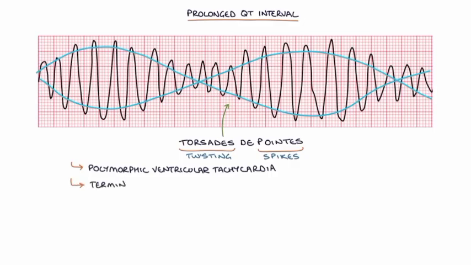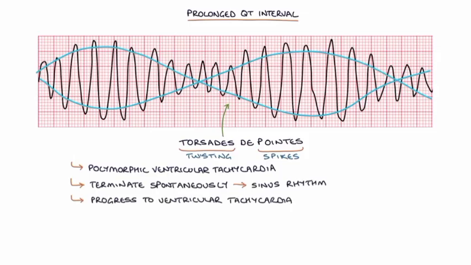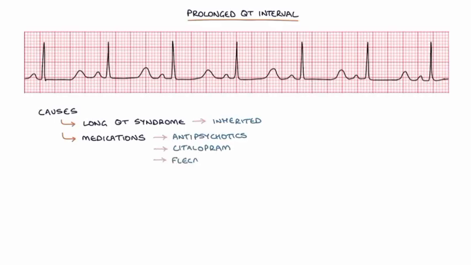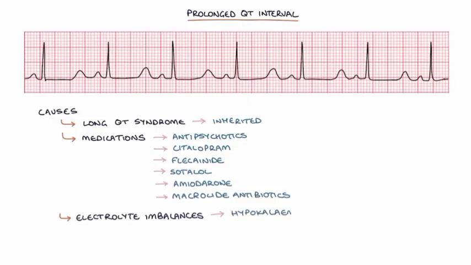Torsade de pointes will terminate spontaneously and revert back to sinus rhythm, or it will progress to ventricular tachycardia, and ventricular tachycardia can lead to cardiac arrest. The causes of a prolonged QT interval include long QT syndrome, which is an inherited condition, medications such as antipsychotics, citalopram, flecainide, sotalol, amiodarone, and macrolide antibiotics, and electrolyte imbalances such as hypokalemia, or a low potassium, hypomagnesemia, or a low magnesium, and hypocalcemia, or a low calcium.